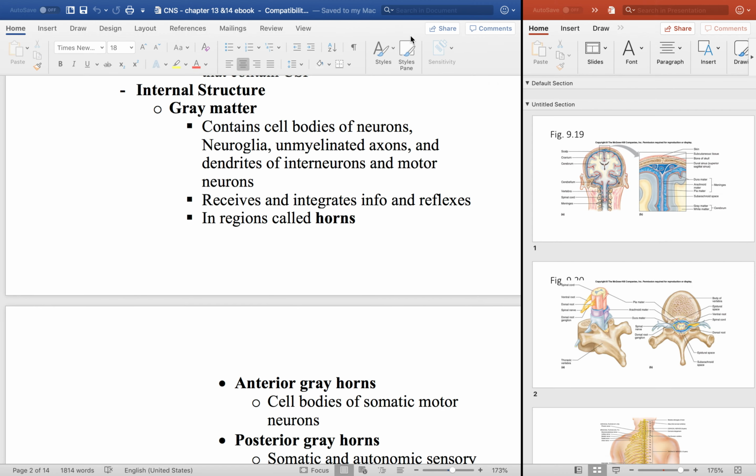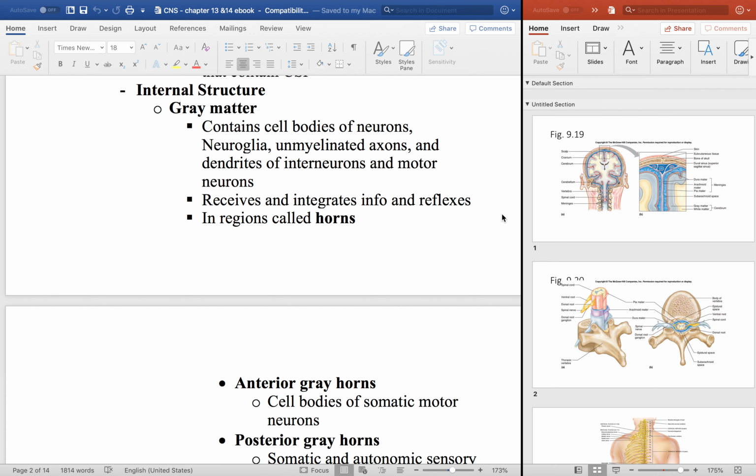Okay, so now we're on to the third lesson in the central nervous system. We're going to go into the internal structure of the spinal cord. We have gray matter that contains the cell bodies. Remember, gray matter is cell bodies or dendrites or unmyelinated axons.